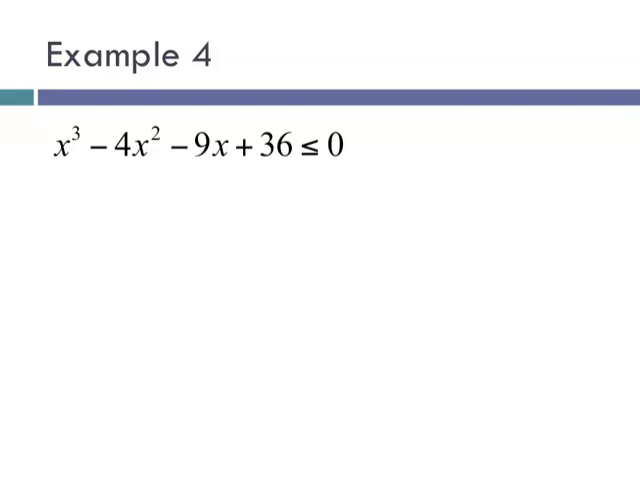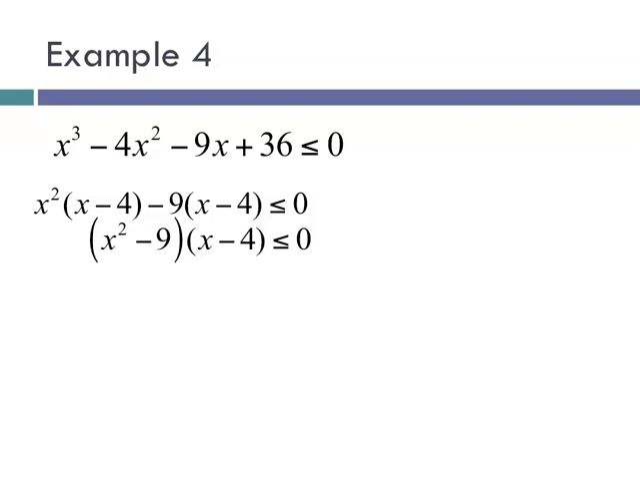Let's start by factoring if we can. It looks like we have 4 terms here. We can try factoring by grouping. Factoring by grouping gives us x squared times (x minus 4), and then minus 9 times (x minus 4), less than or equal to 0. And then now we can write this as (x squared minus 9) times (x minus 4). And then that x squared minus 9 we can factor out even further using difference of squares. And that would be (x plus 3)(x minus 3).